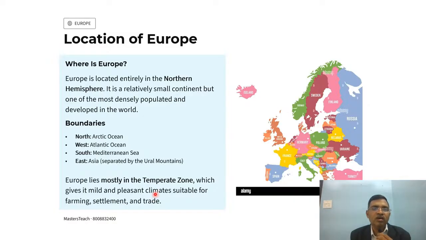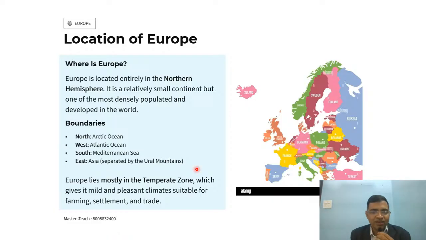The boundaries are the Arctic Ocean in the north, the Atlantic Ocean on the west side, the Mediterranean Sea in the south, and in the east it is Asia, separated by the Ural Mountains. Europe lies mostly in the temperate zone, which gives a very pleasant climate suitable for farming, settlement, and trade.